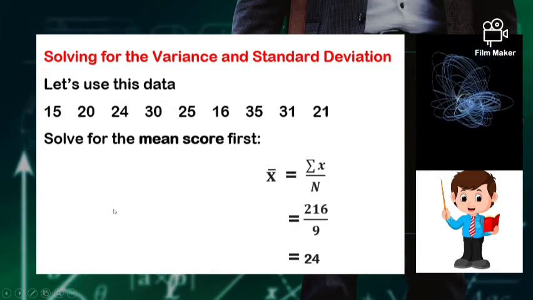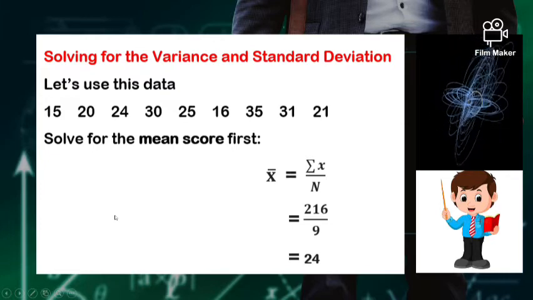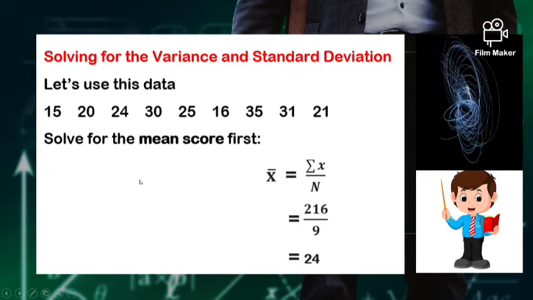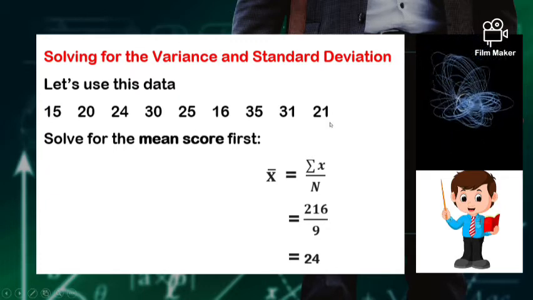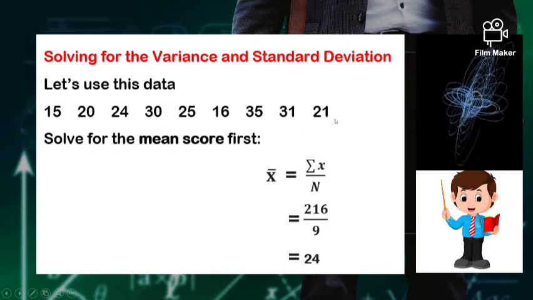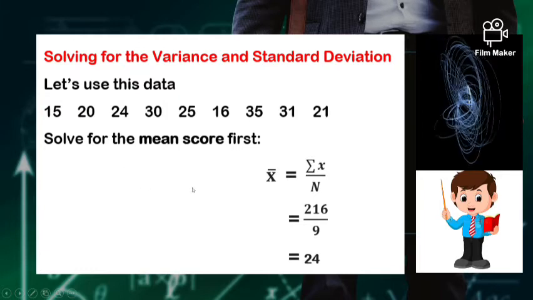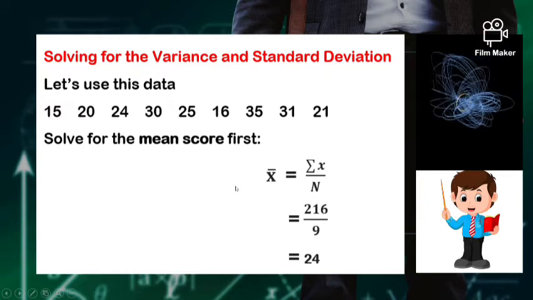Your first step should be to solve your mean score, or the average. Now, you know how to get the average, right? You are just going to get the sum of these scores and divide it by the number of observations. How many scores are there?